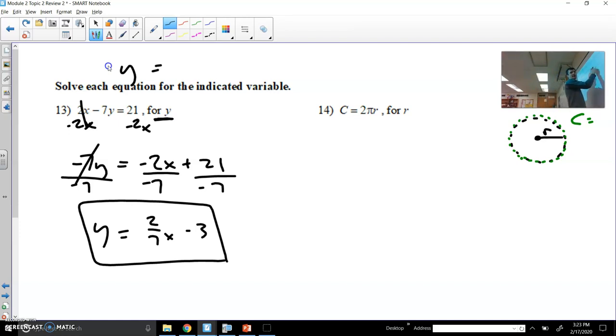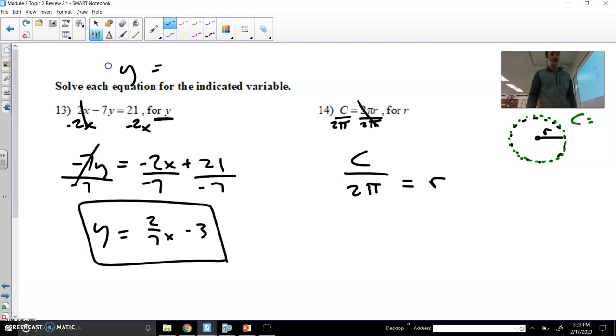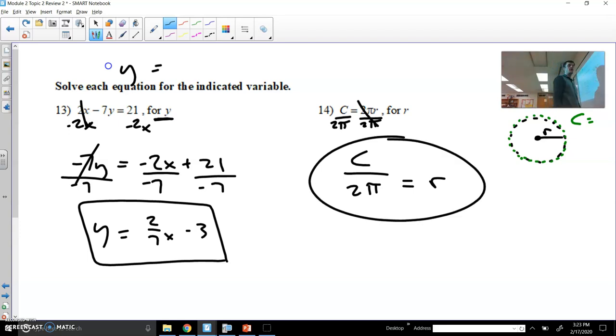Now 2 and pi and r, they're all multiplying together, so we can divide 2 pi away. And so we now have a formula for r, as if we knew the circumference of the circle, we could calculate what the r would have to be. And so now you've got r by itself, and you have followed the instructions. You have solved for r.